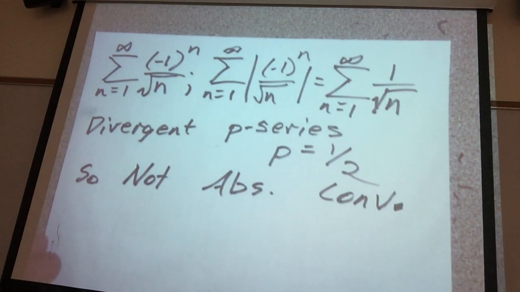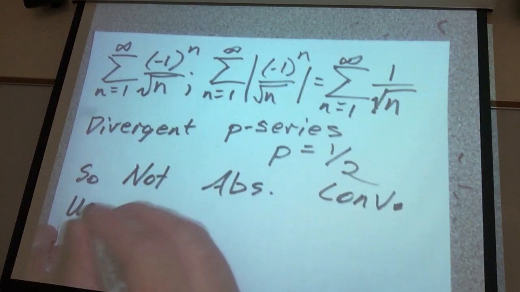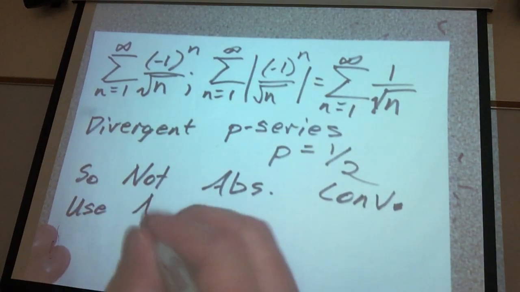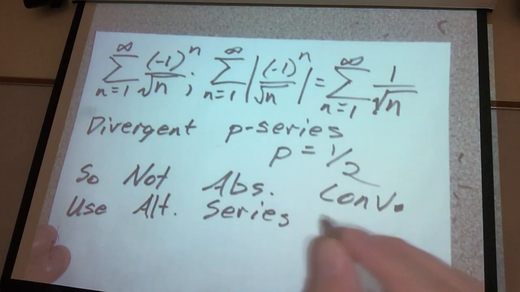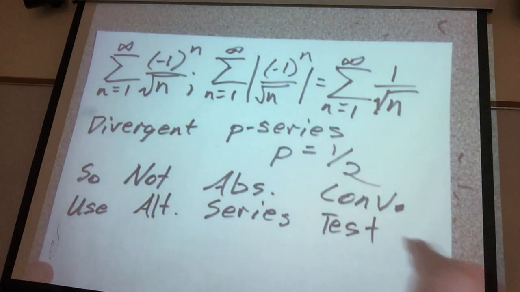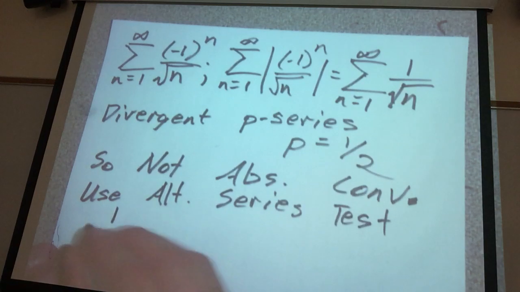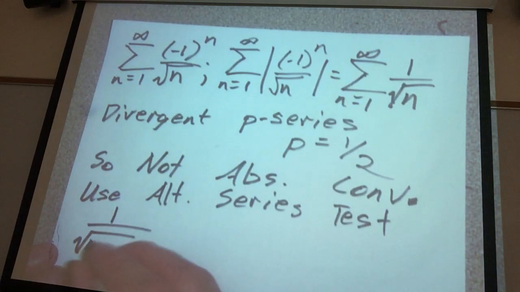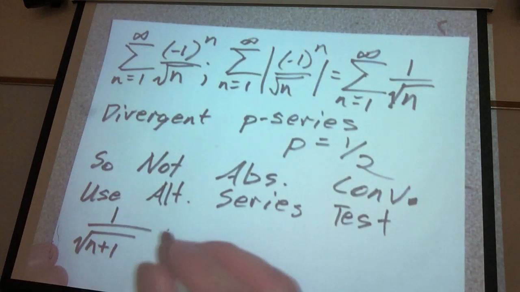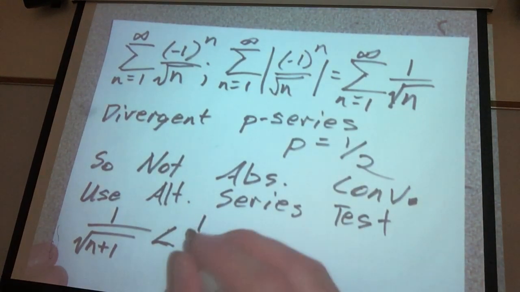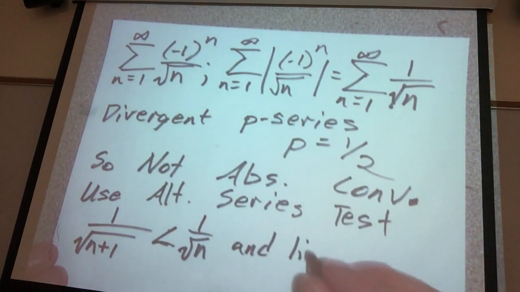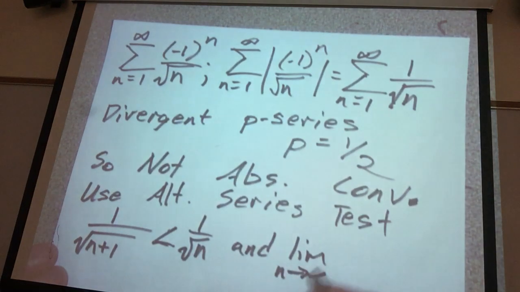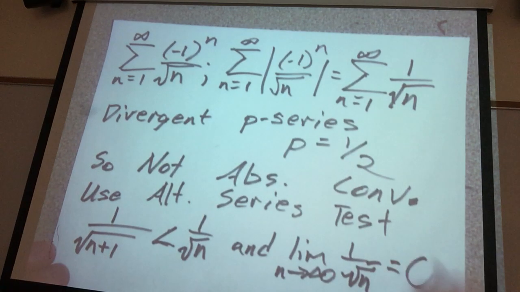Okay? And so then what you have to do is use, I'll abbreviate this one too, the alternating series test. Okay? Now, 1 divided by the square root of n plus 1 is indeed less than 1 divided by the square root of n, and the limit as n tends towards infinity of 1 divided by the square root of n equals 0.